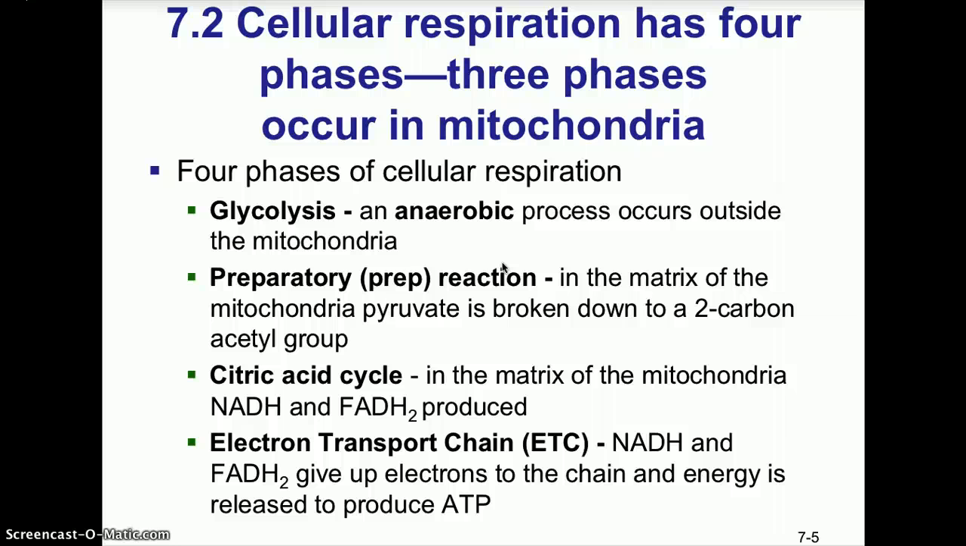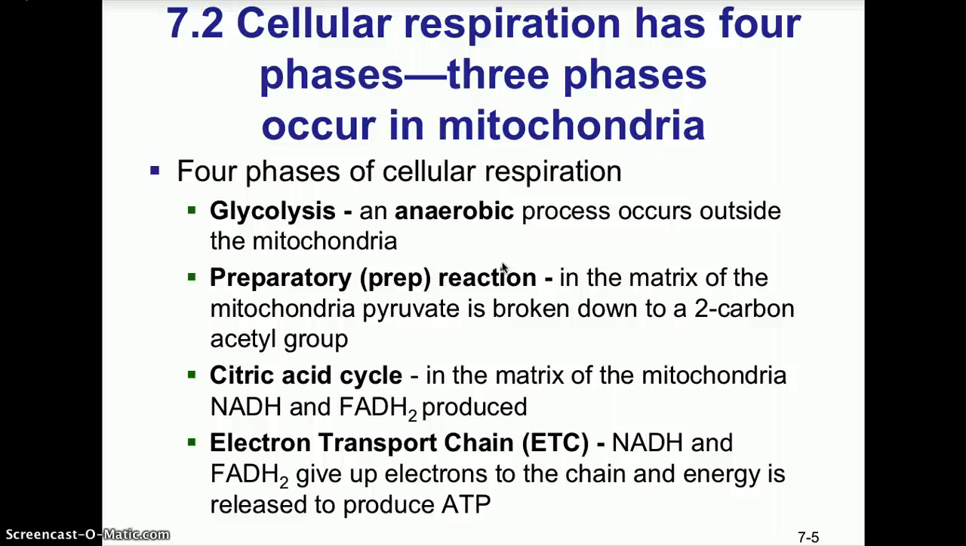When oxygen is available, then you will have cellular respiration taking place. This would be true aerobic respiration. And the end product of glycolysis will enter into a preparatory reaction called the prep reaction, and that occurs in the matrix of the mitochondria. The end product of glycolysis, called pyruvate, will then be broken down to a 2-carbon acetyl group. It will be that acetyl-CoA group that is going to enter into the citric acid cycle, which takes place in the matrix of the mitochondria.